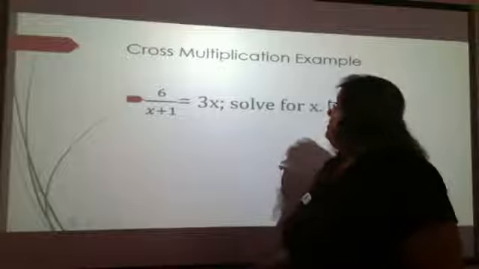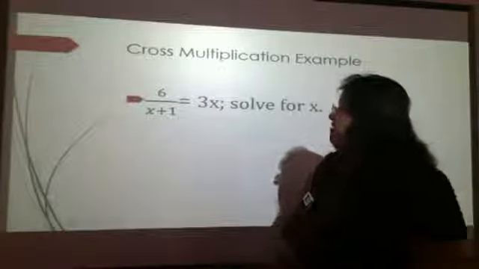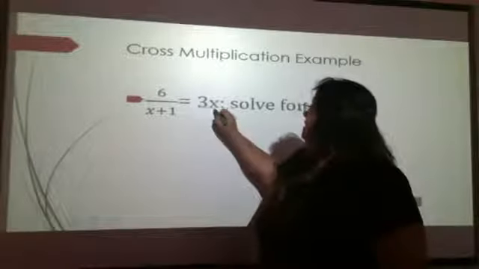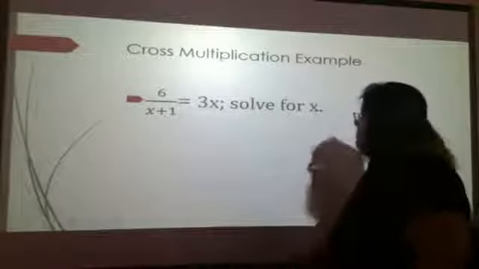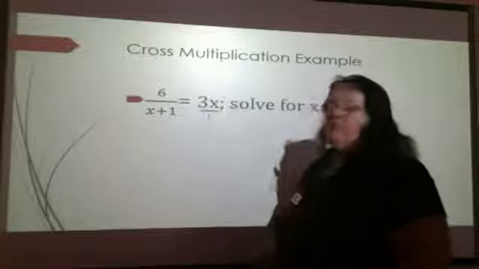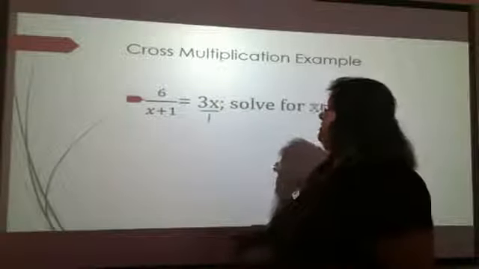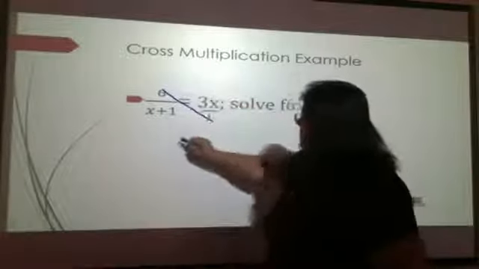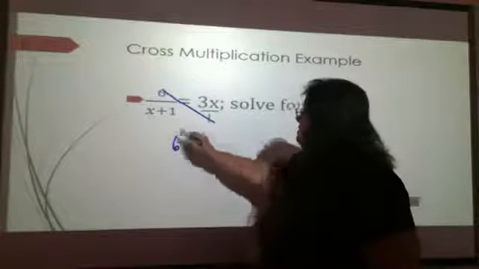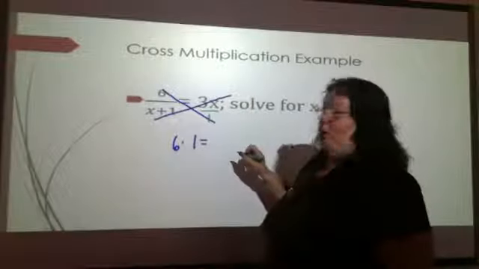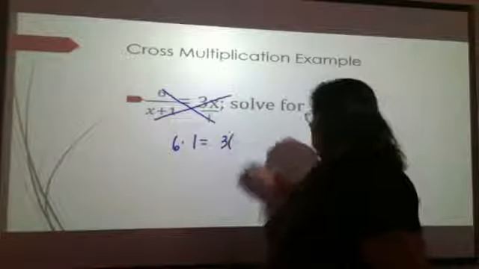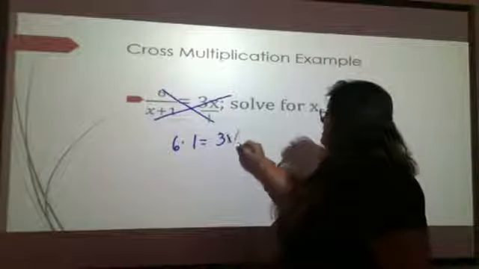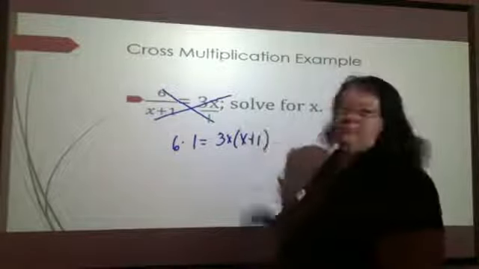So on this one, I start off with the fraction equals a number, and one of the tricks we've learned, go ahead and put the number over 1. That way they both look like fractions, and you can see that we're going to do the cross multiply. So this bar equals this bar. So we have 3x times x plus 1.